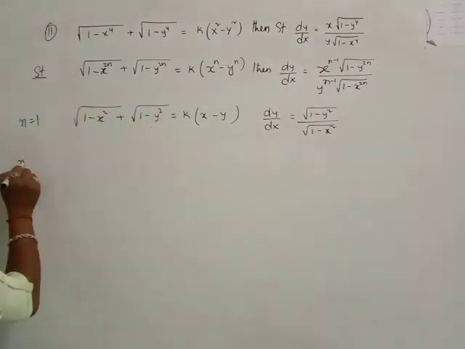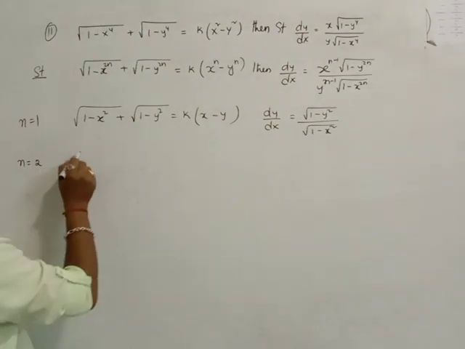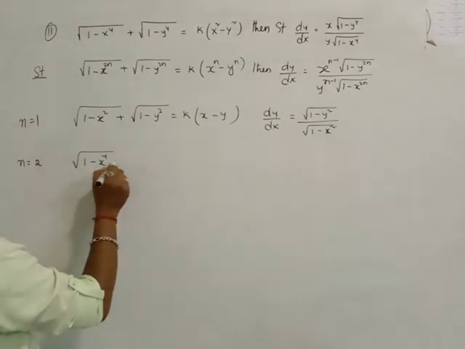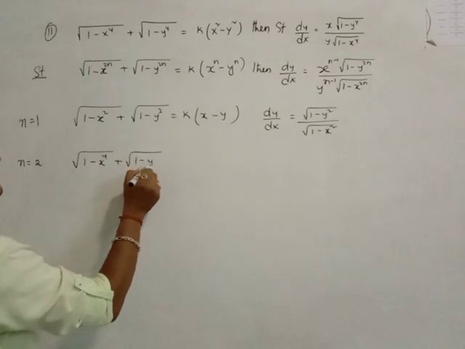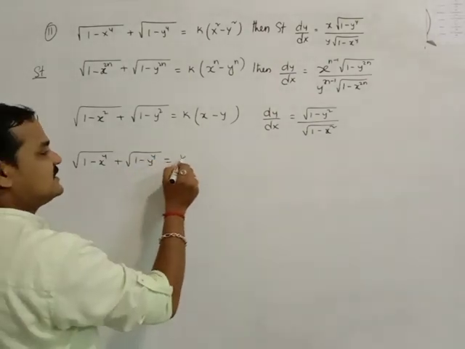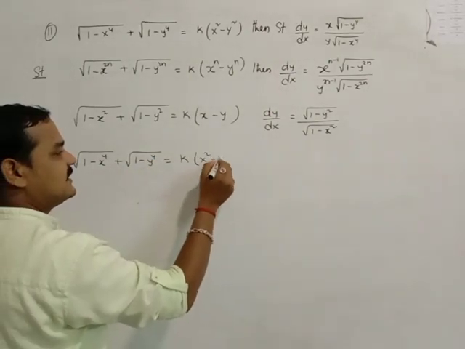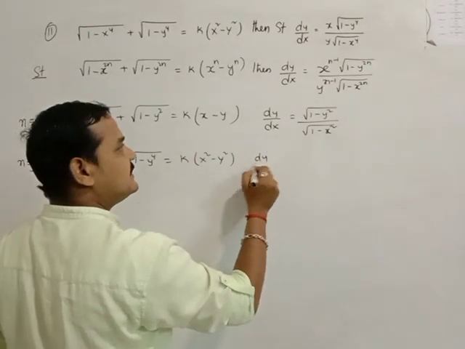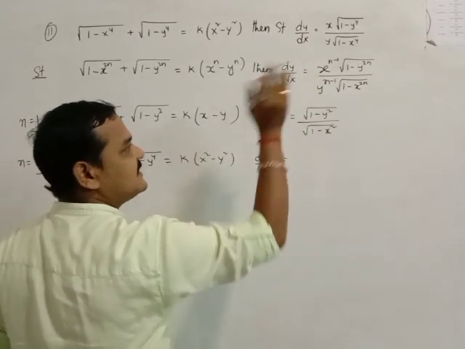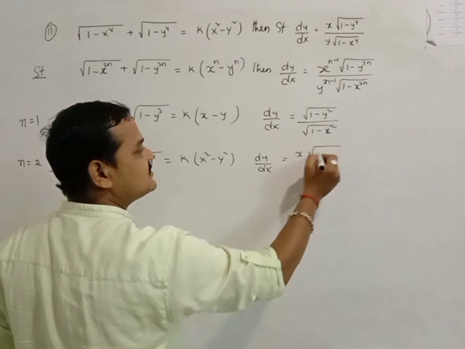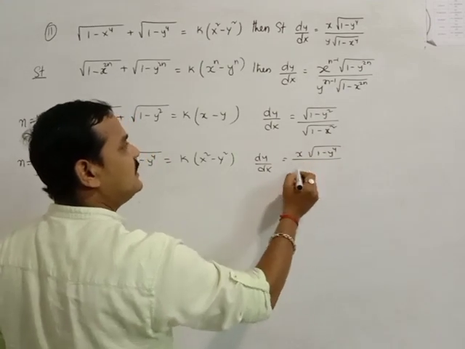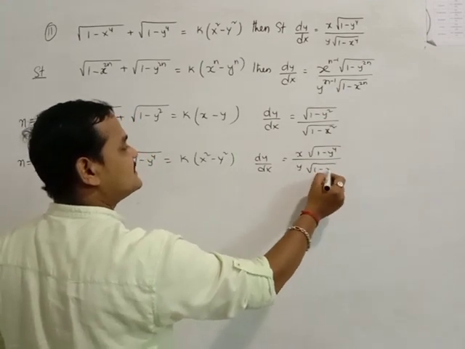If you take n is equal to 2, then it is root over 1 minus x power of 4 plus root over 1 minus y power of 4 is equal to k into (x square minus y square). Then dy by dx, by substituting n is equal to 2 in this equation, you get x into root over 1 minus y power of 4 by y into root over 1 minus x power of 4.